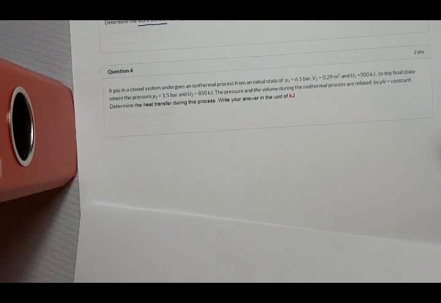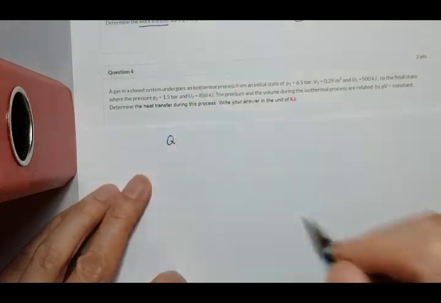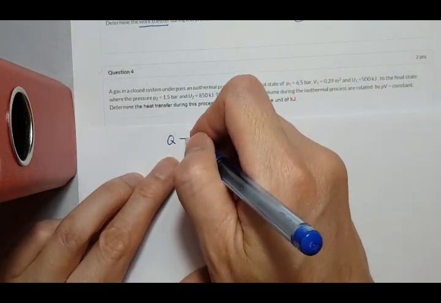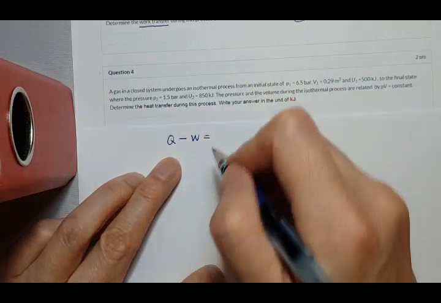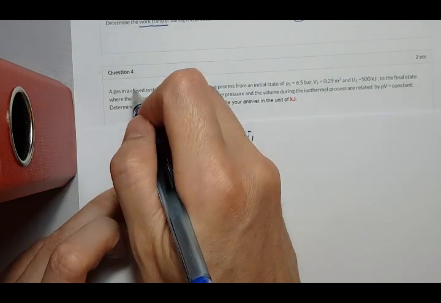Right, so that's for question 3, and now the last question. You can see all the previous three questions are quite straightforward. The final one will be a little bit more complicated, but we're just going to use quite a similar way, because as I said, we have the first law of thermodynamics. So you can use that again: Q subtract W is equal to U2 subtract U1, because this is a closed system.